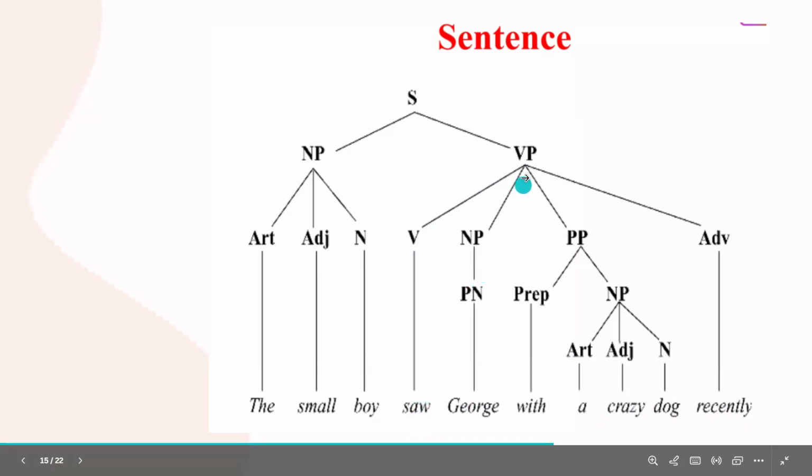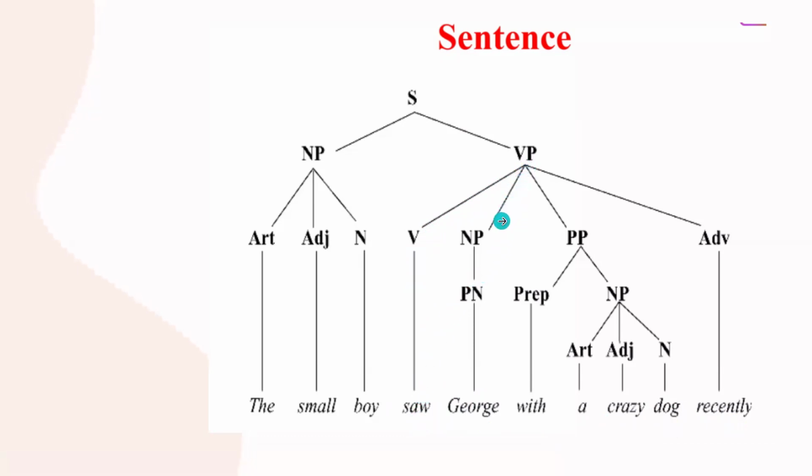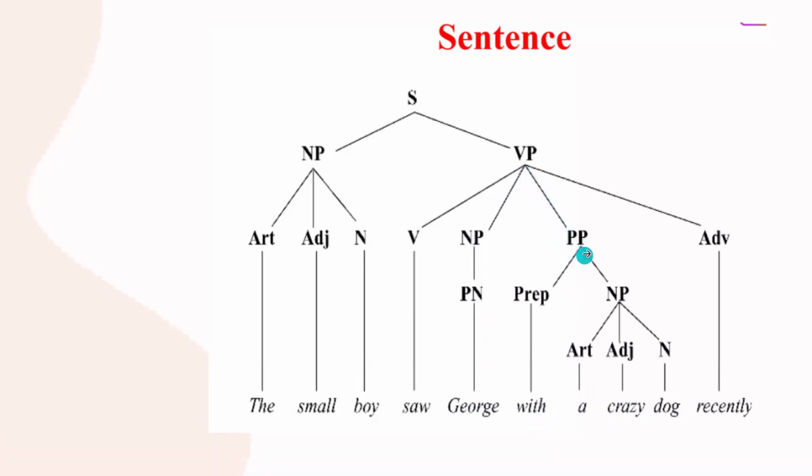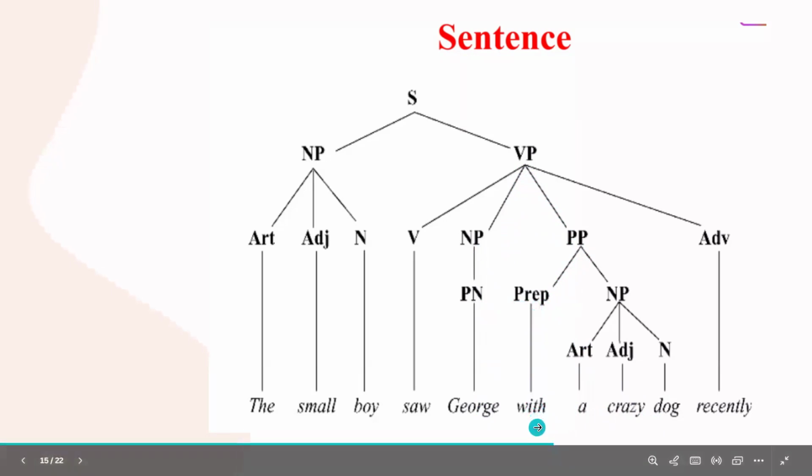And then the sentence is further divided into noun phrase, and this PN is for proper noun, because the proper noun George is written here, right? So noun phrase, proper noun, and George. Then we have "with a crazy dog." It starts with a preposition, with. That's why we have drawn another line here, written PP, preposition phrase. And this preposition phrase starts with a preposition. That's why it is written here PREP, and it is "with."